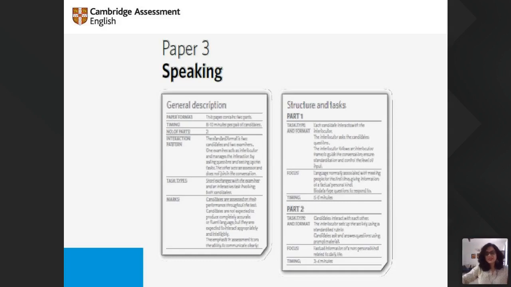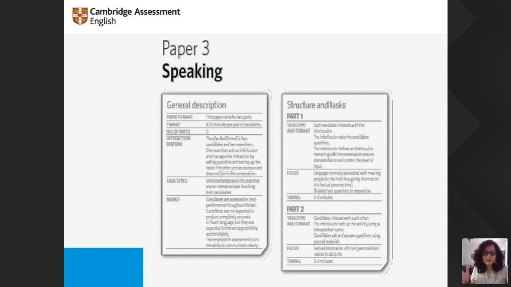Now, here next to the general description, you have structure and tasks, which gives you the details of each part. So here you have part one, where the task type is mentioned, and then the focus, which means the language focus or the functions focus. Right. So the first part is normally an icebreaker where it focuses more on meeting and greeting, and in this part, the candidate has to present factual information about themselves. So it is personal information of a factual nature, right? And the timing is this task lasts for about 5 to 6 minutes.